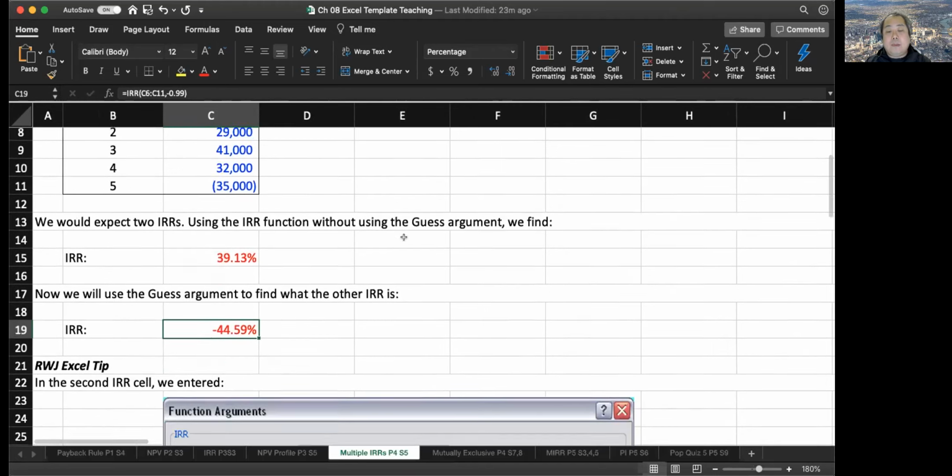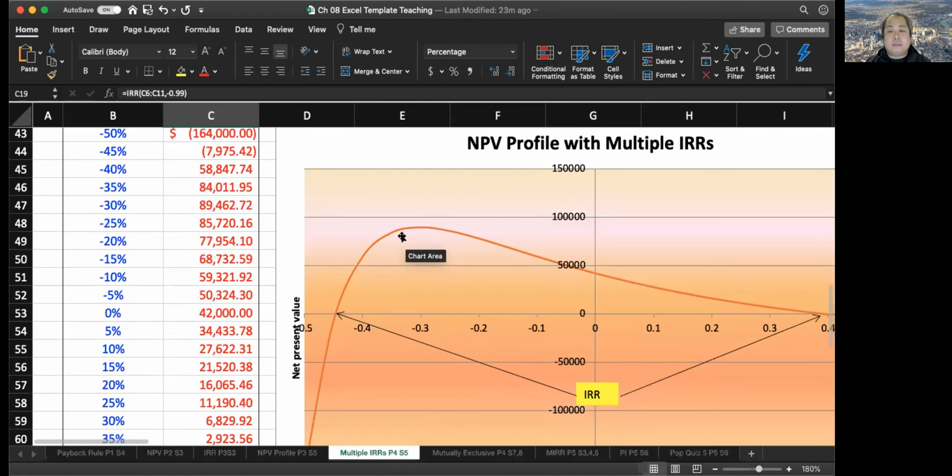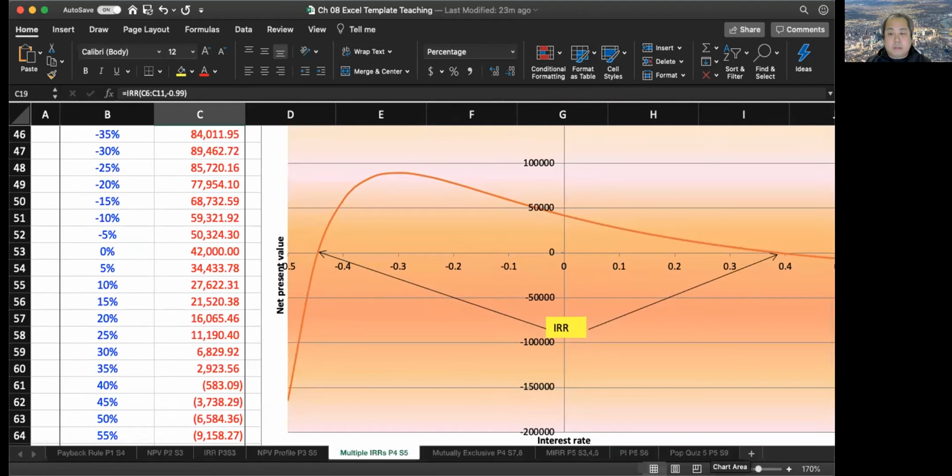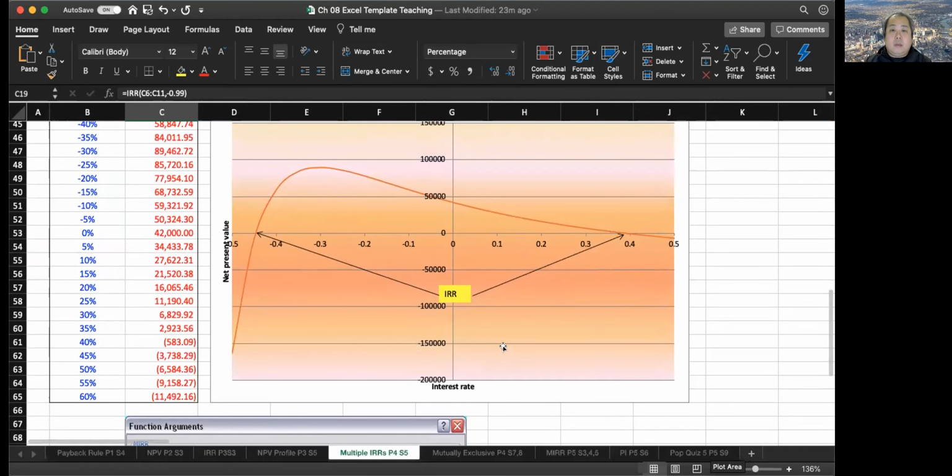Look at the NPV profile. If you look at the NPV profile, NPV is positive when R is between these two IRRs. This is not consistent with the decision rules. So for non-conventional cash flows, just use NPV.